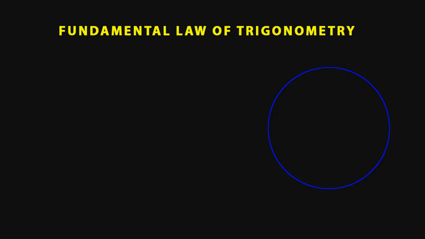Today we are going to solve and prove the fundamental law of trigonometry. In the fundamental law of trigonometry we have a formula which we are going to prove. The formula is cos of alpha minus beta, which is equal to cos of alpha cos of beta plus sine of alpha sine of beta. And for that we are going to take one circle, and that circle should be a unit circle.